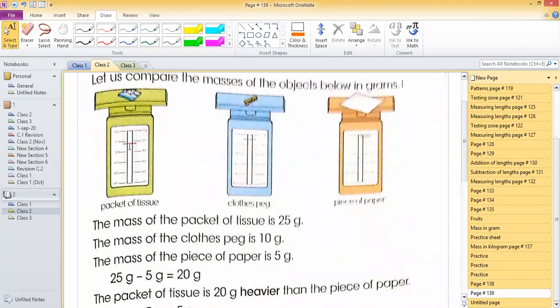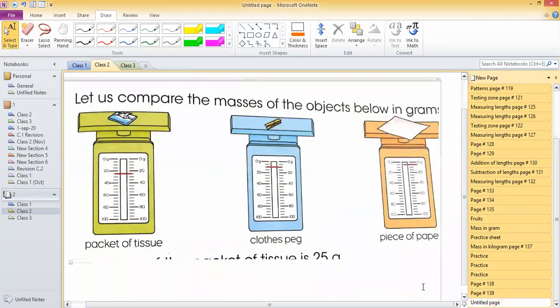This is a weight balance. There is a packet of tissue. This is also a weight scale. Here, there is a small cloth bag and there is a piece of paper. You have to compare the masses of these. I know it is not clear to you here. That's why I have another page for you.